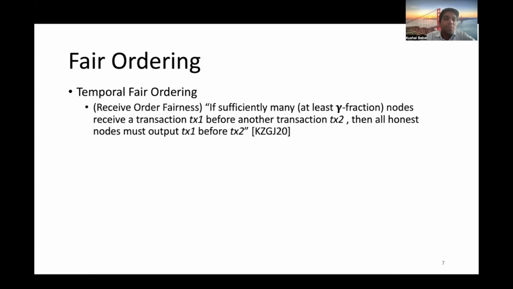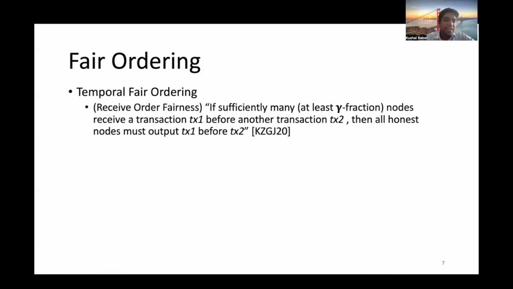Roughly said, this approach says, if sufficiently many nodes receive transaction 1 before transaction 2, then all honest nodes must output transaction 1 before transaction 2. So in some sense, you have a decentralized protocol that is guaranteeing that the protocol is robust to some sort of front running, so to say. So this is the temporal fair ordering category of fair ordering.